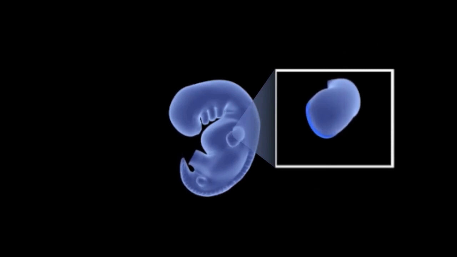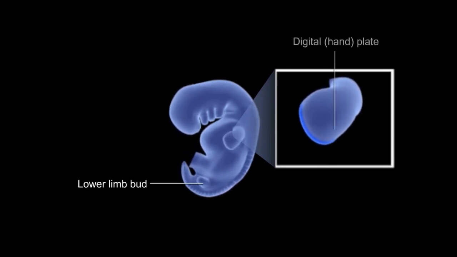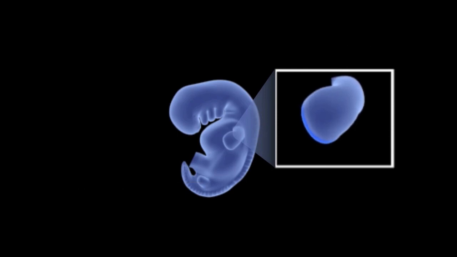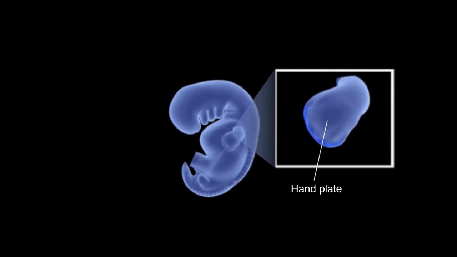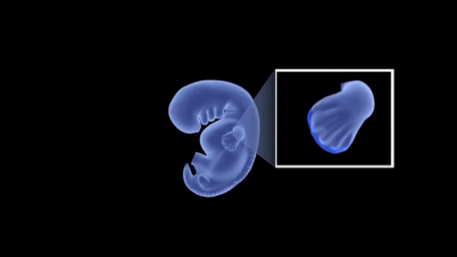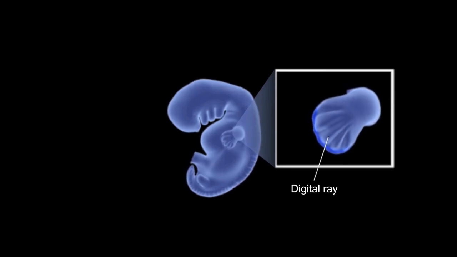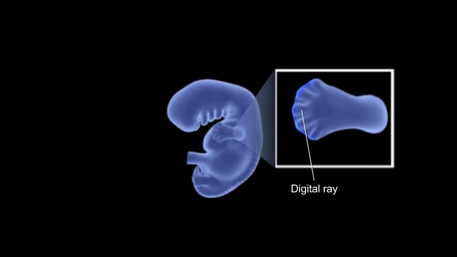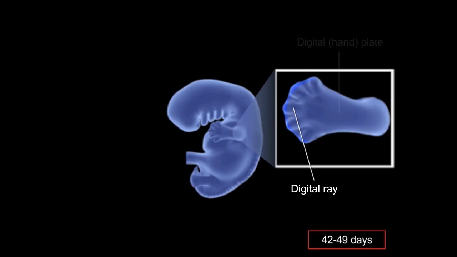During the 5th week, interaction of the apical ectodermal ridge with the underlying mesenchyme causes proliferation of the mesenchyme. The limb bud elongates, and a week later it flattens to become paddle-shaped hand and foot plates. By the end of the 6th week, the mesenchyme in the hand plate condenses to form digital rays. Shortly after, toe buds or digital rays are formed in the foot plate.